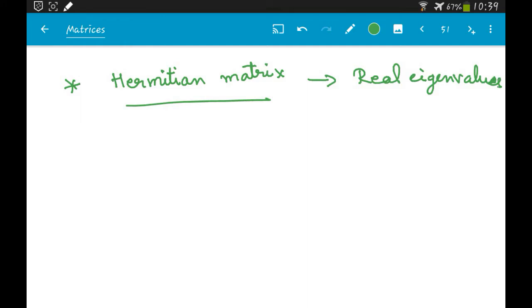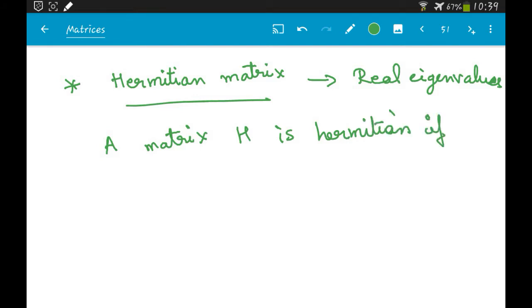So how can you check whether a matrix is Hermitian or not? A matrix H is Hermitian if H dagger is H. Now what is H dagger?